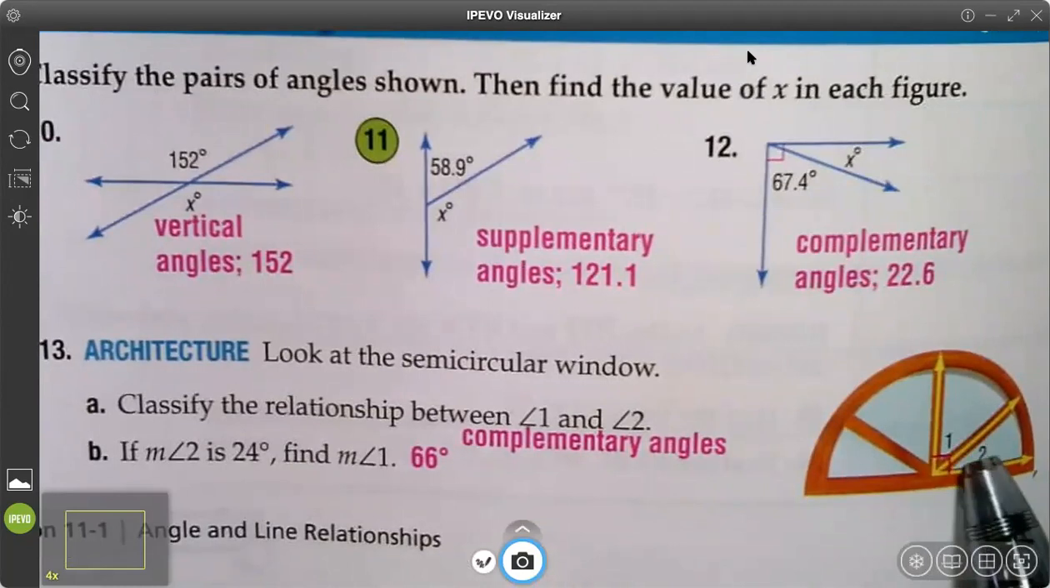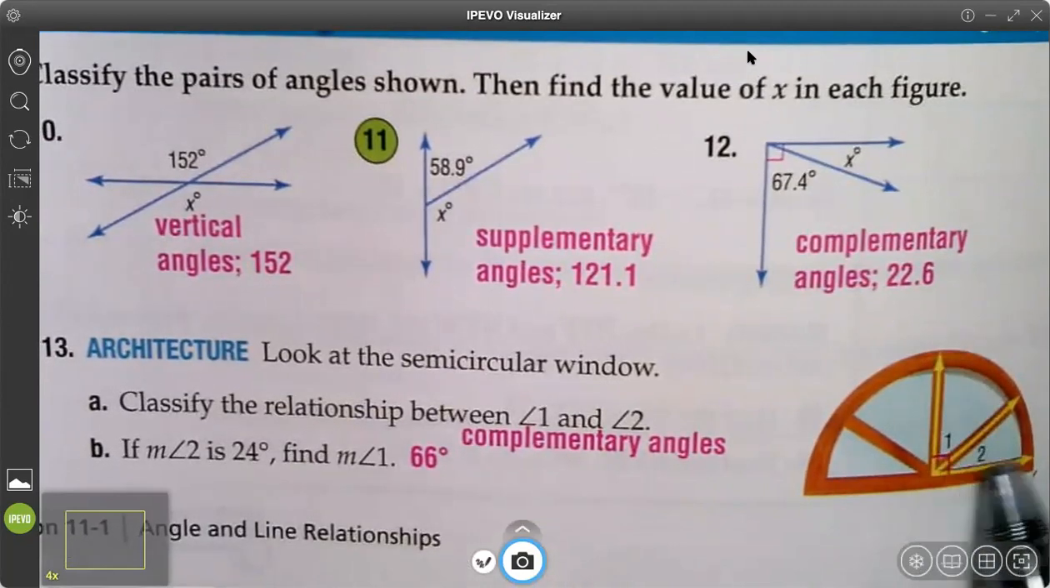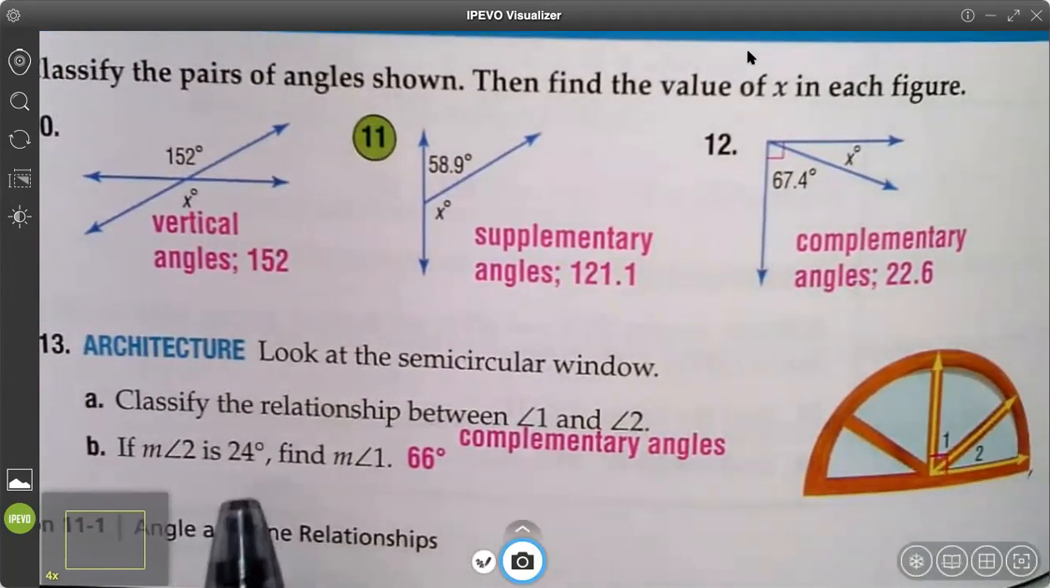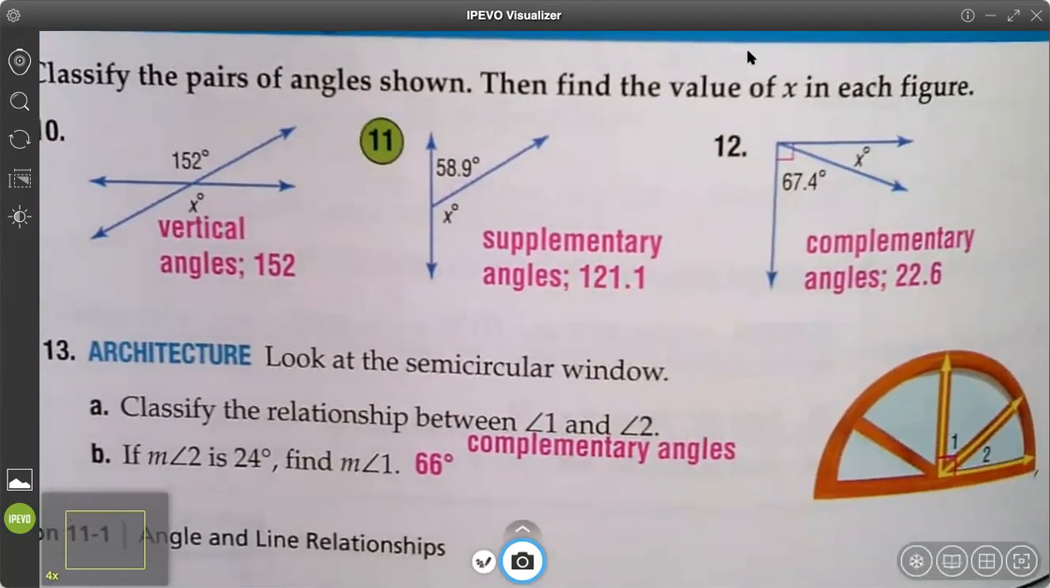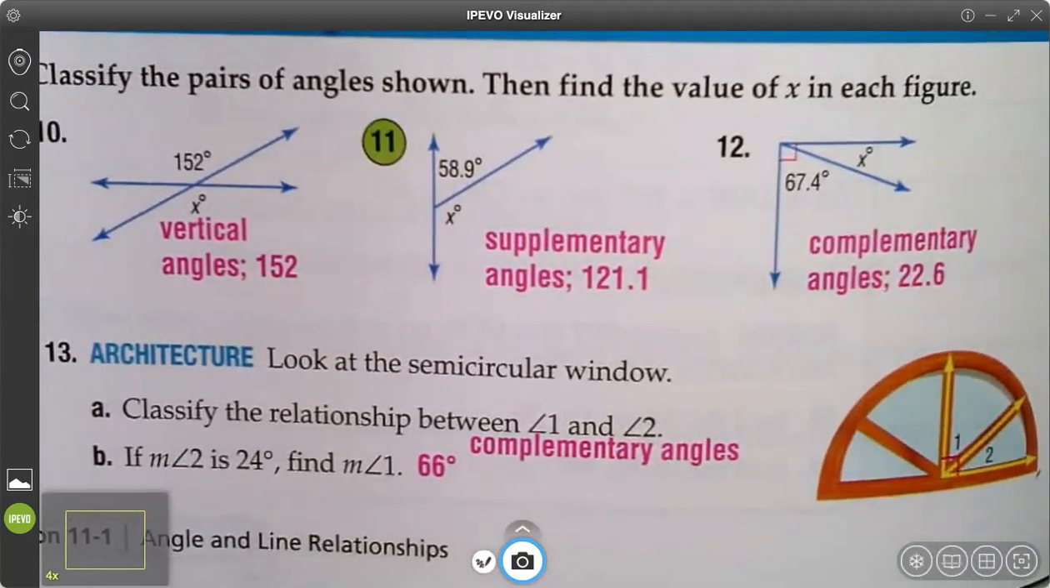Here we have two angles which are complementary. There's our right angle showing us this big angle is 90 degrees. So 1 plus 2 equals 90. Well, if 2 is 24, then 90 for the whole thing minus 24 equals what's left over, which is 66 degrees.